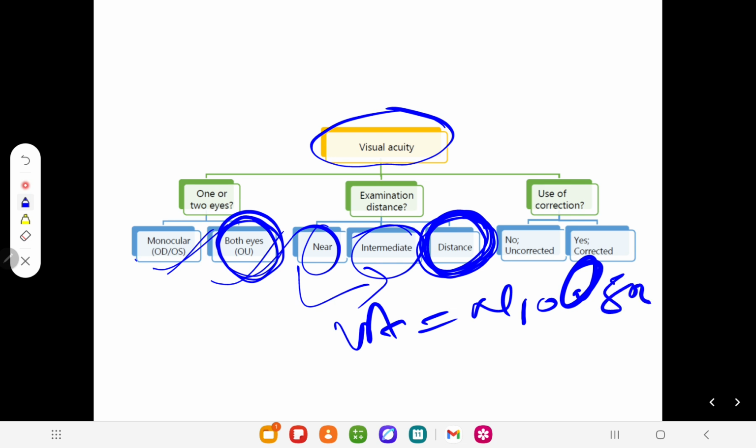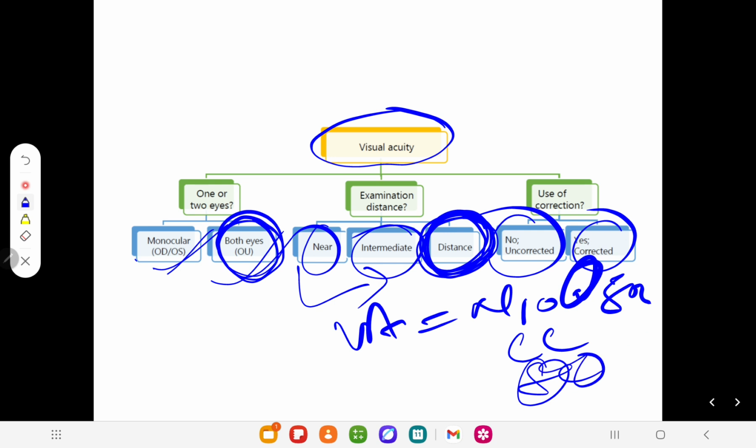And you have to mention whether it is corrected or uncorrected. A fancy way of saying corrected is CC, which is cum correctione, and a fancy way of saying uncorrected is SC, which is sine correctione. That is Latin, and it's important to understand. Sometimes we also use PG, present glasses, or notation with contact lens. We used to write in these ways, but you have to understand this is important.